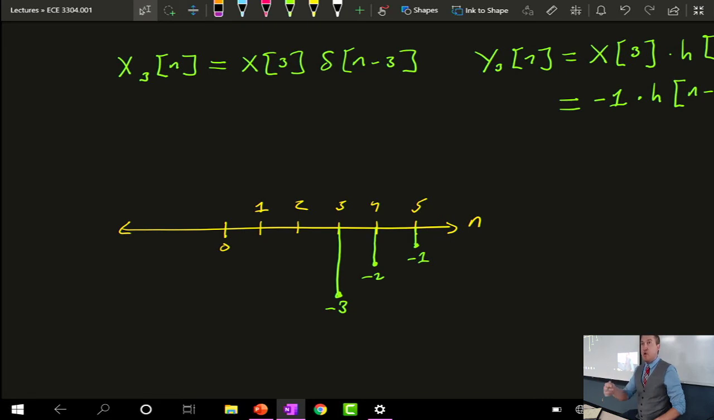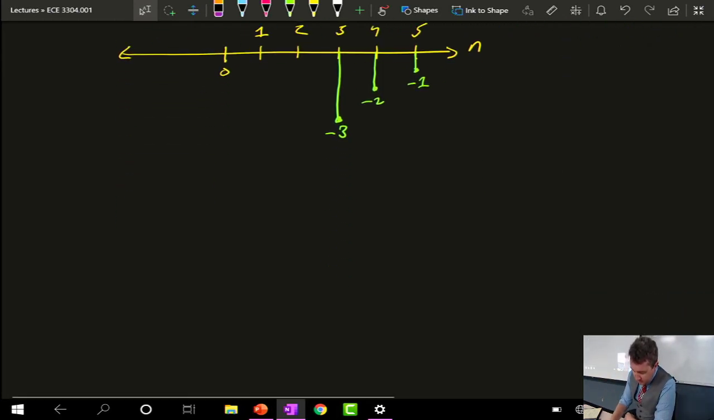Because the next step, so superposition says we could take them all and treat them separately, which is what we've done. So what's the last step? We have to stick them all together.